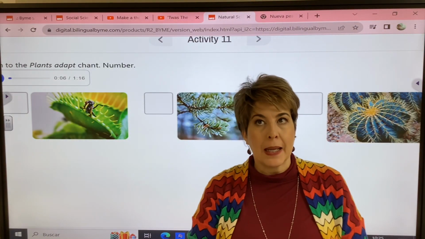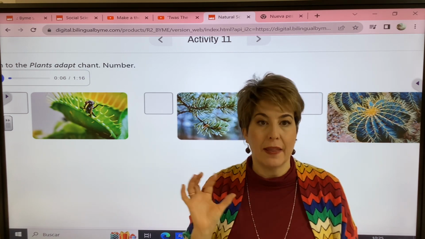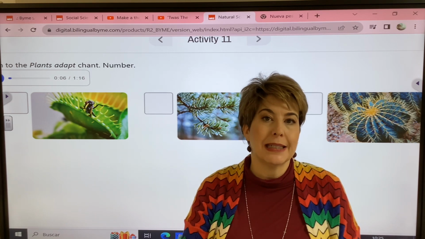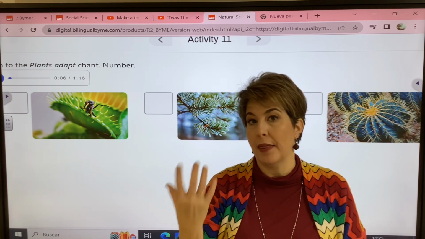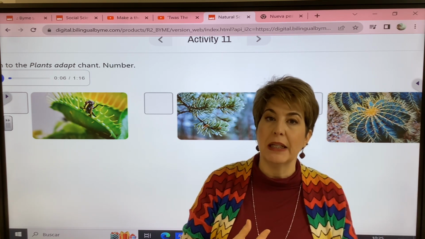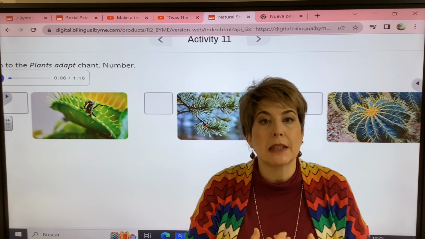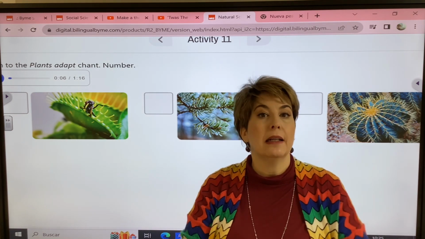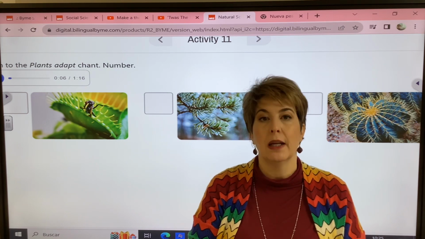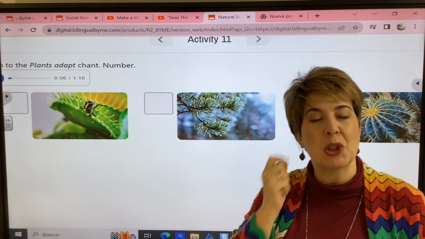Okay, in this part of the unit, we are going to see how plants adapt to different environments. A plant that is in a desert has to adapt to the desert. A plant which is in the rainforest has to adapt to the rainforest. And a plant which is in the ocean has to adapt to live in salt water. Let's see different adaptations of plants. Listen to the chant.